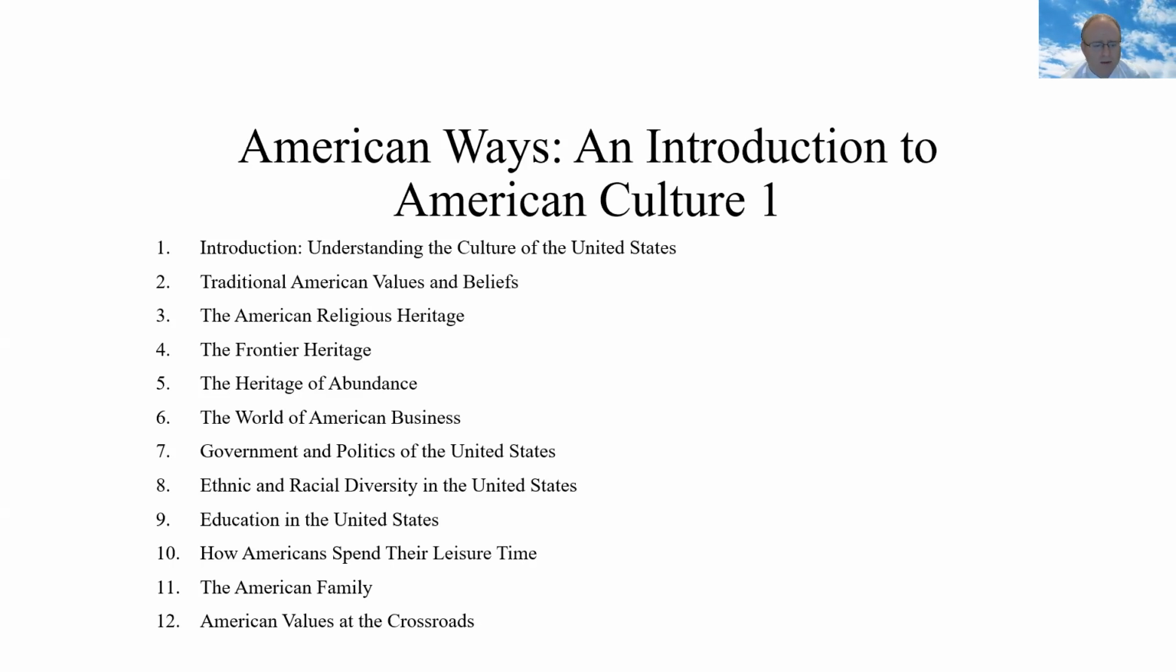In chapter 9, we'll review education in the United States. In chapter 10, we'll look at how Americans spend their leisure time, what they do for fun. In chapter 11, we'll look at the American family. And finally, in chapter 12, we'll look at American values at the crossroads, how American values are changing.